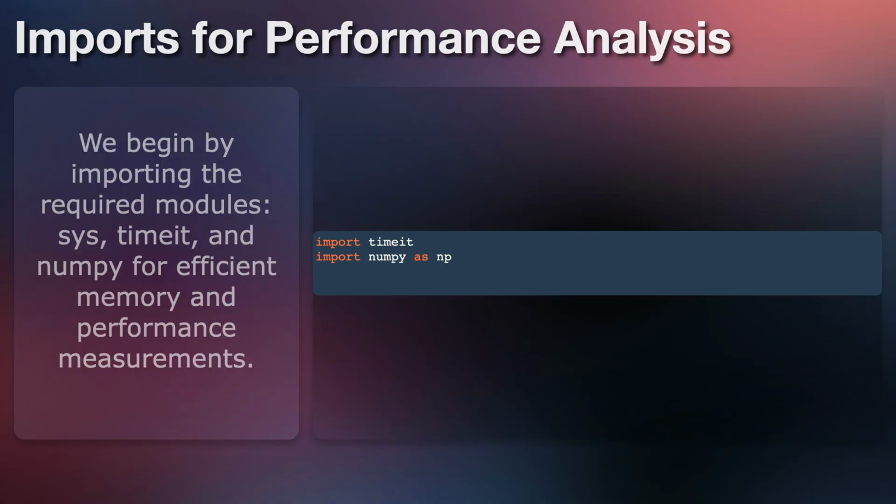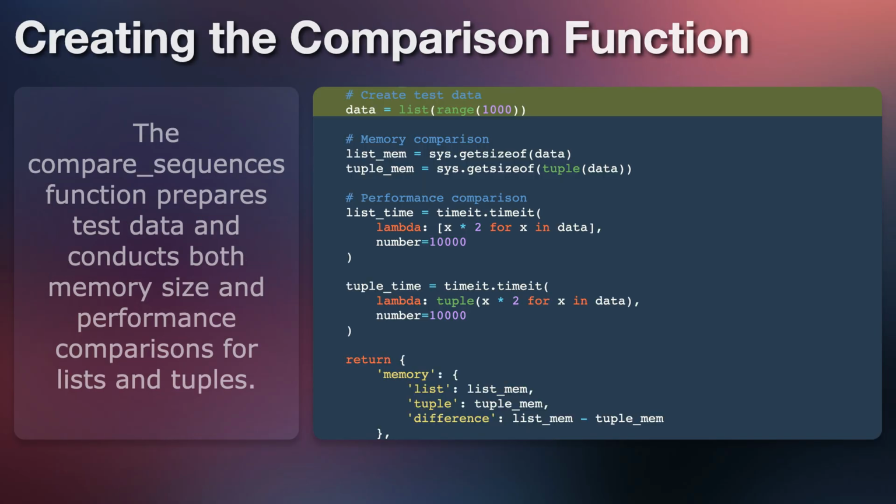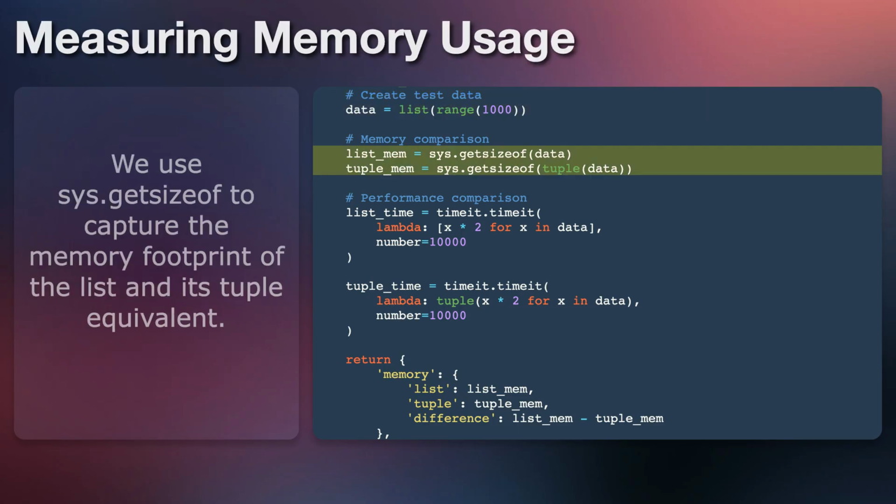We begin by importing the required modules, sys, timeit, and numpy, for efficient memory and performance measurements. The compare sequences function prepares test data and conducts both memory size and performance comparisons for lists and tuples. We use sys.getSizeOf to capture the memory footprint of the list and its tuple equivalent.